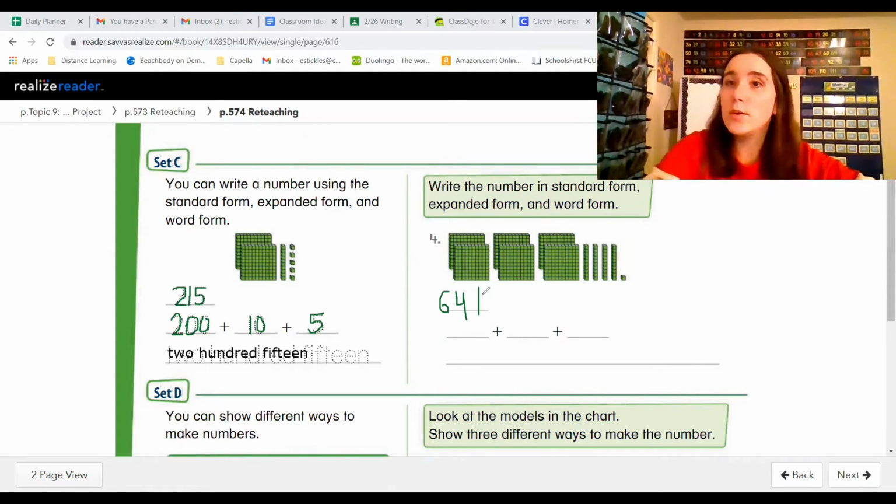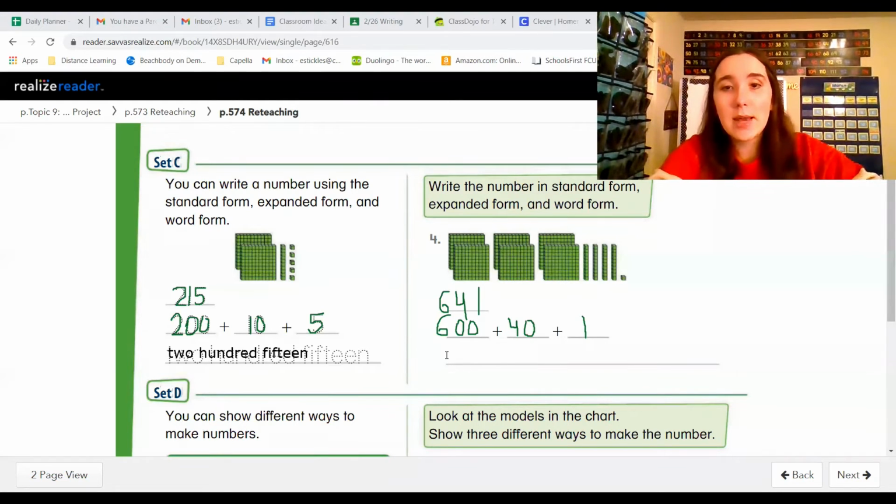So now I'm going to break it apart into expanded form. So in the hundreds, I have 6 hundreds. So I'm going to say 600. And now in my tens, I have 4 tens. So I'd say plus 40. And then in the ones place, I just have 1, so I'd say plus 1. So 600 plus 40 plus 1 is 641 in expanded form.